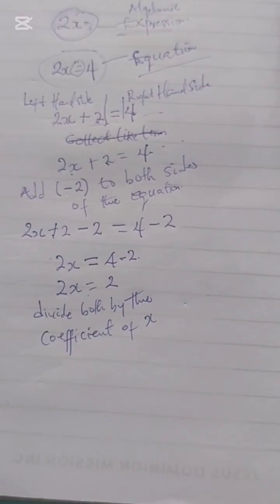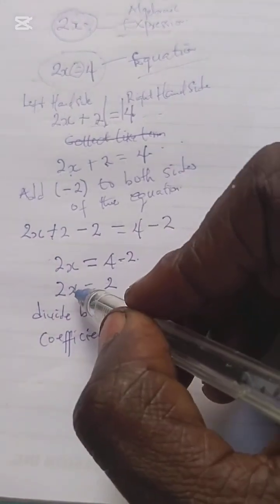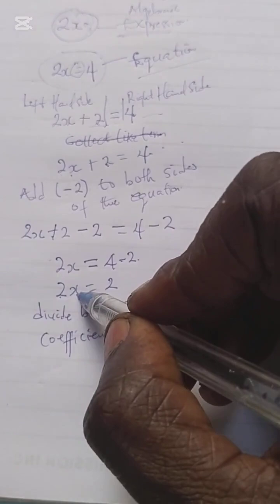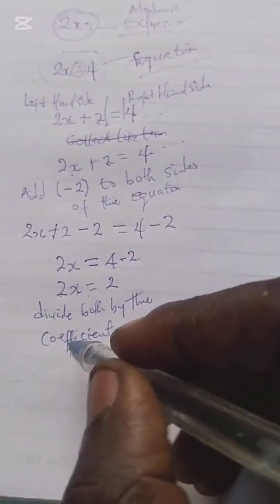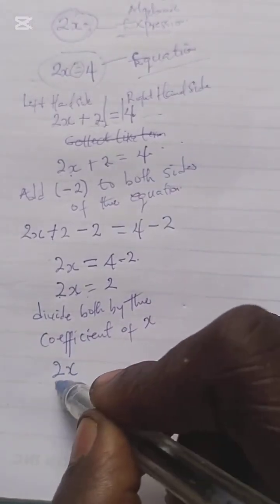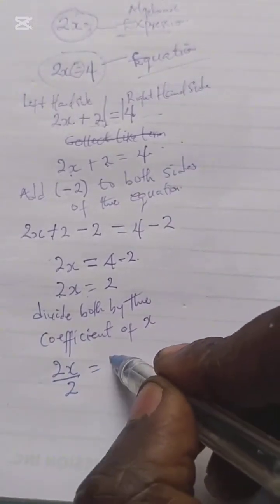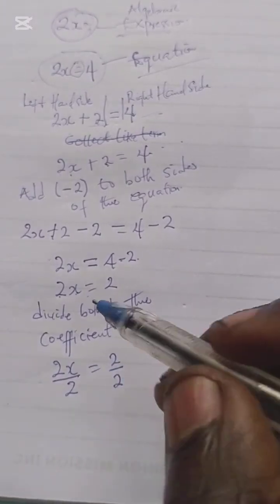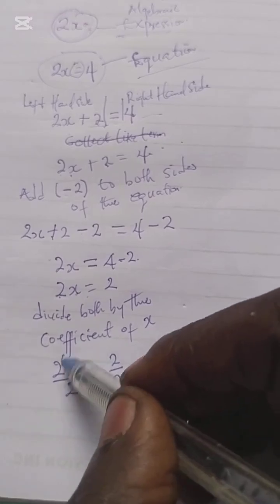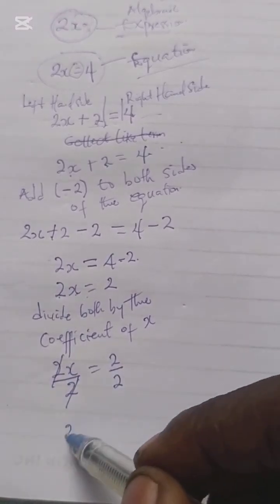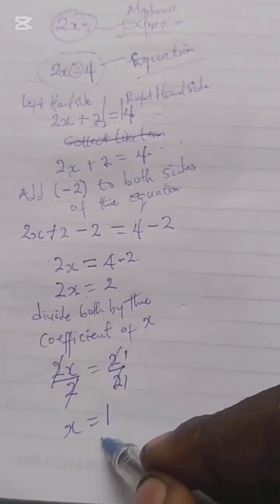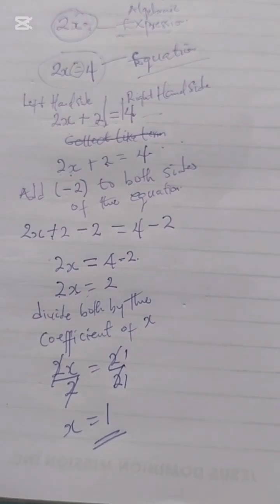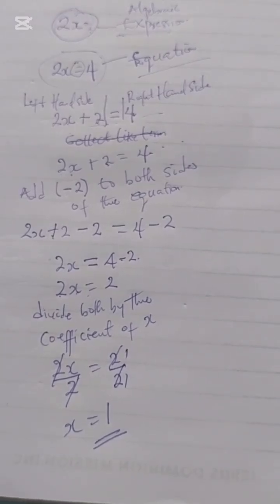But in this case, 2 is standing beside x. So we're going to be dividing both sides by 2. So that will be 2x over 2 is equal to 2 over 2. So we cancel 2 off, we're left with x. 2 cancel 2 here, your answer is 1. So this is how you solve a simple equation.